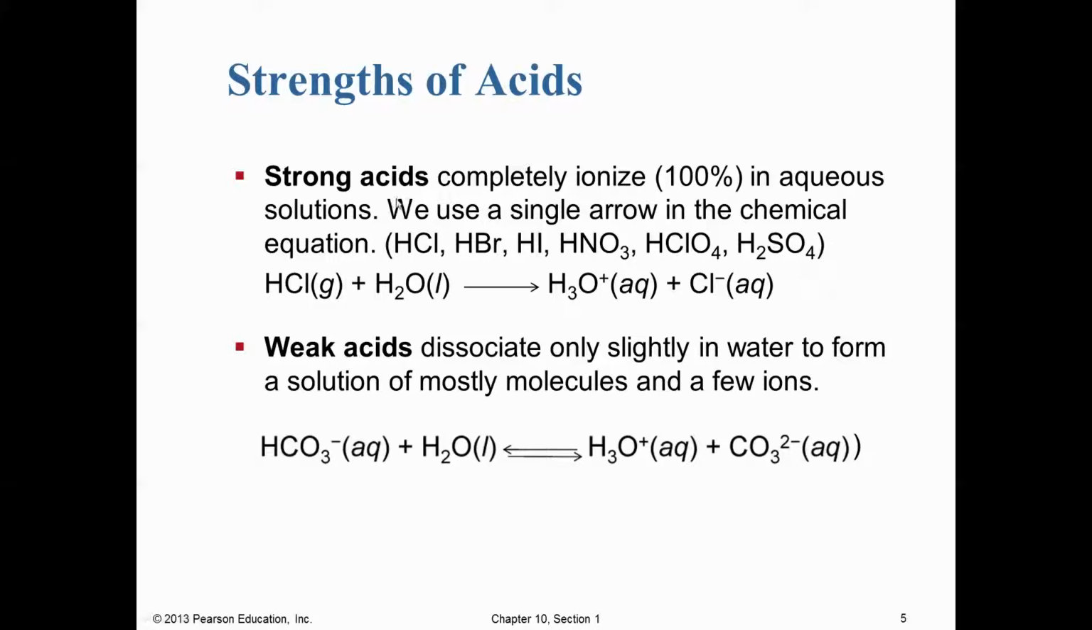Moving on to our weak acid, right here we have a bicarbonate ion reacting with water to form hydronium as well as carbonate. And so notice one difference here is that we have the reversible reaction arrows. But if we didn't have those arrows, we could figure out this is a weak acid because it's not on our list of strong acids.